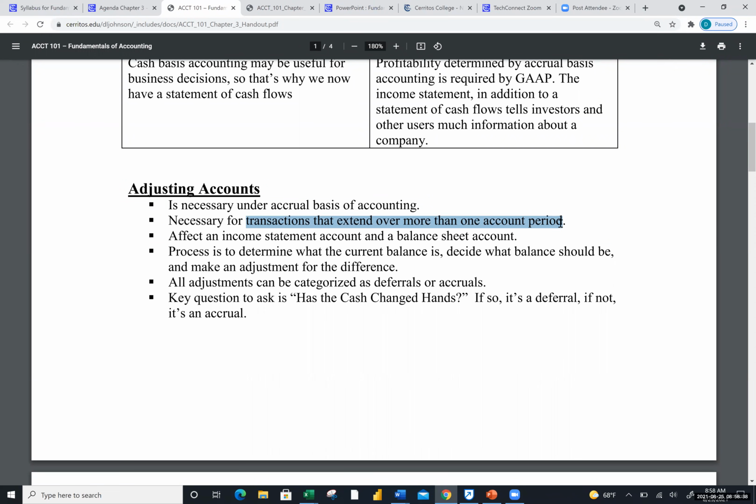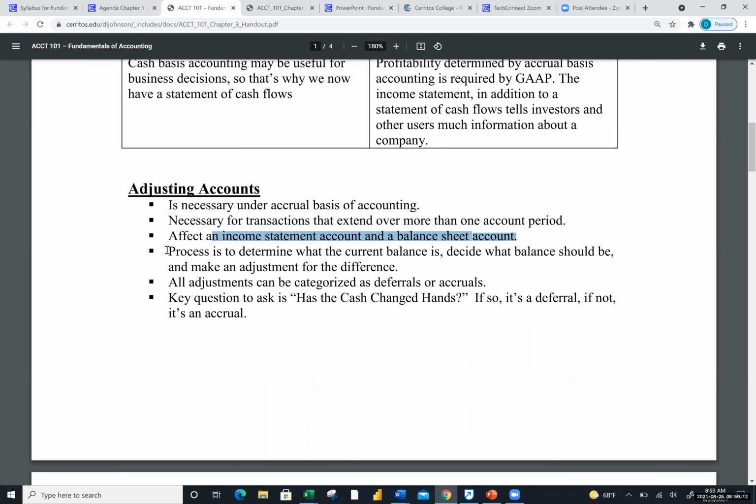And so depreciation's going to be an accounting adjustment because that asset extends over more than one accounting period. This needs to get in your notes, probably in your own handwriting. Every single adjustment affects an income statement account and a balance sheet account. Why is that so important? Because if you mess it up or you forget it, all three financial statements are going to have errors on it. And so these accruals are really, really important.